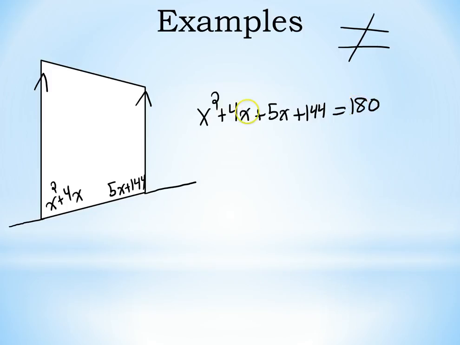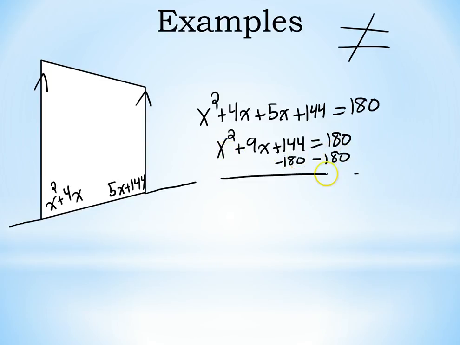So what we're dealing with in this case is a quadratic equation. The first thing we should do with all our equations is to combine like terms. So x squared plus 9x plus 144 equals 180. And now in this particular case, to solve quadratics, since we can't combine the x and the x squared, we have to set the whole thing equal to 0 and factor. Subtract 180 from both sides. x squared plus 9x minus 36 equals 0.